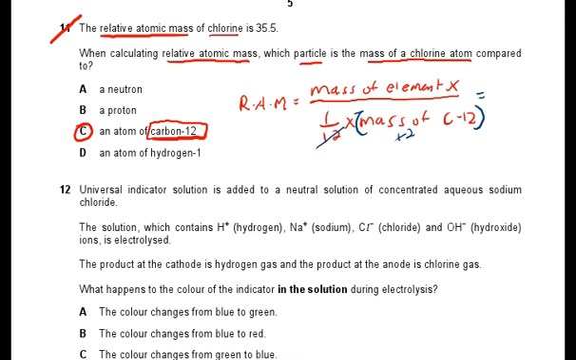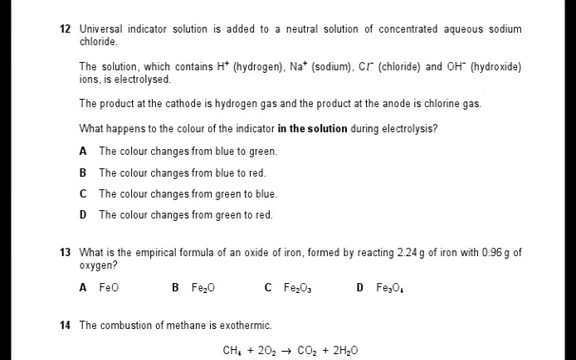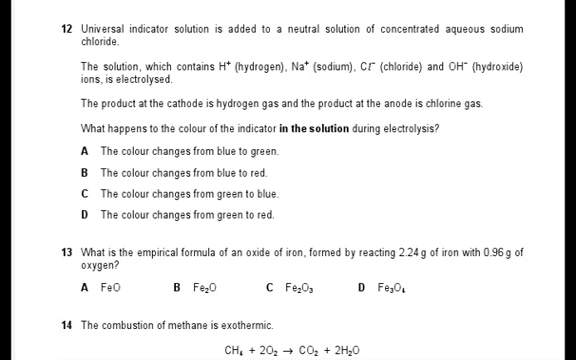Okay, now look at number 12 here. The universal indicator solution is added to a neutral solution of concentrated aqueous sodium chloride. It's a salt, so it must be neutral. The solution contains hydrogen, sodium, chloride and also hydroxide ions. The product at the cathode is hydrogen gas. The product at the anode is chlorine gas.